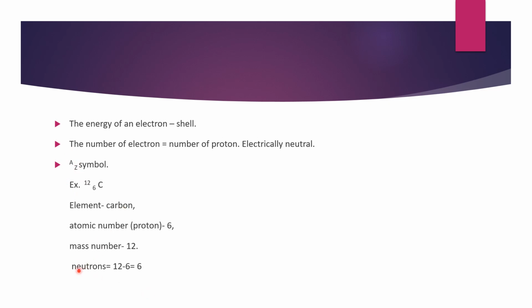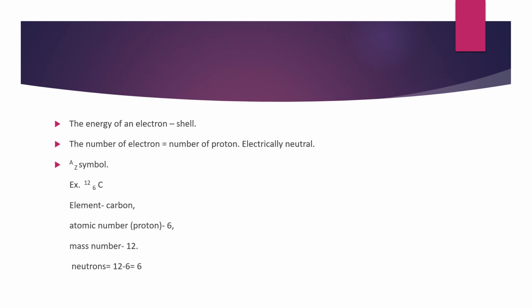And neutrons, you can calculate neutrons. Mass is equal to protons plus neutrons. Here protons means 6, so 12 minus 6, you can calculate neutrons equal to 6. Mass is nothing but protons plus neutrons, so neutrons equal mass minus protons. So you will get the number of neutrons, right?